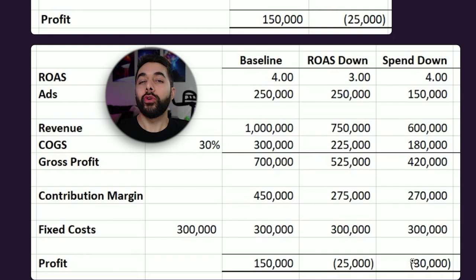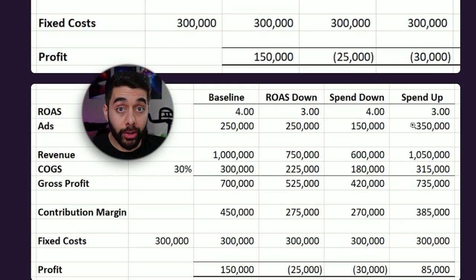So what might the business owner with balls of steel who understands contribution margin do? Well, they might actually turn spend up. So let's say instead of reducing their ad spend by 100K, they actually increase their ad spend by 100K. And just for the sake of the example, let's say the ROAS stays at 3. I know that's not totally realistic, but it made the numbers nice and round.